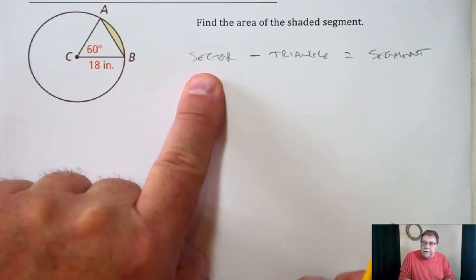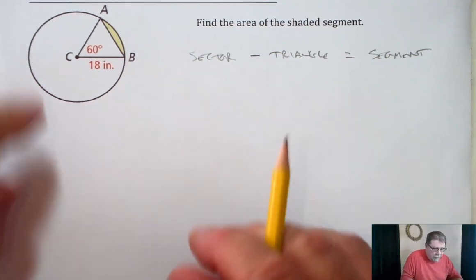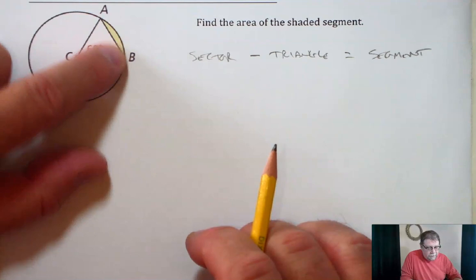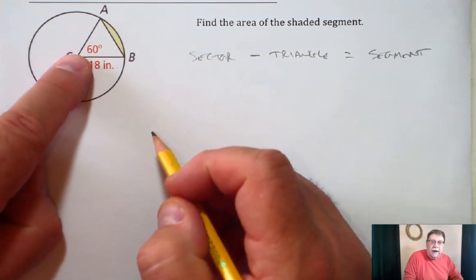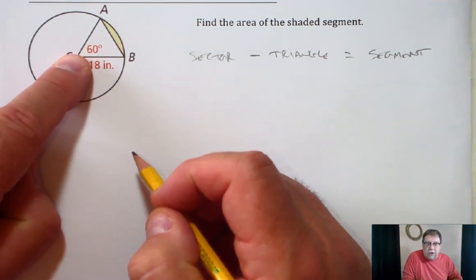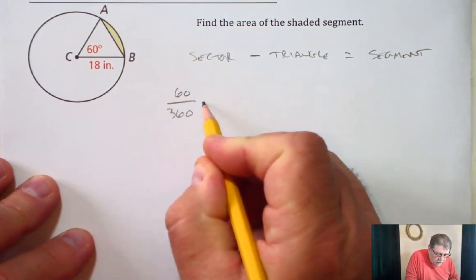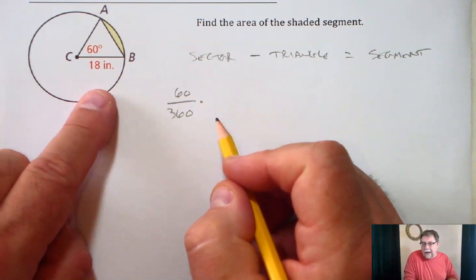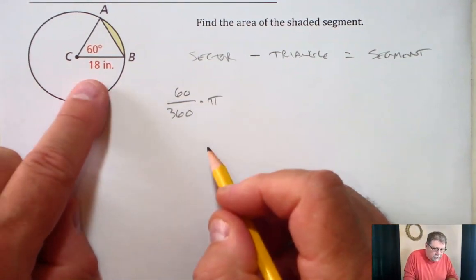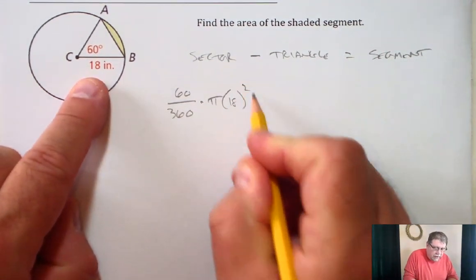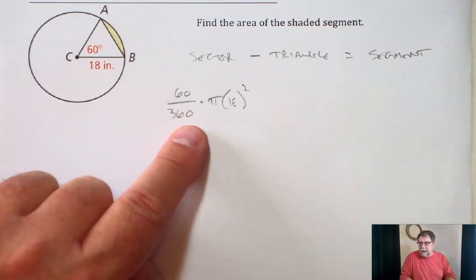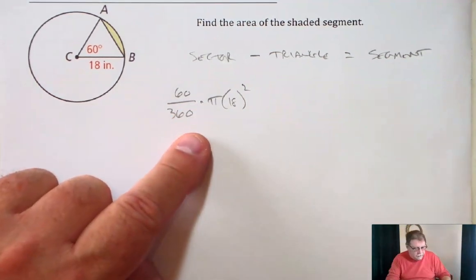So we'll start off by finding the area of the sector. So remember, it's the arc length divided by 360. Well, the arc length is the same as the central angle measure, which is 60. So we're going to do 60 over 360 times pi times the radius squared. The radius is 18 squared. So let's go ahead and figure out what that is.